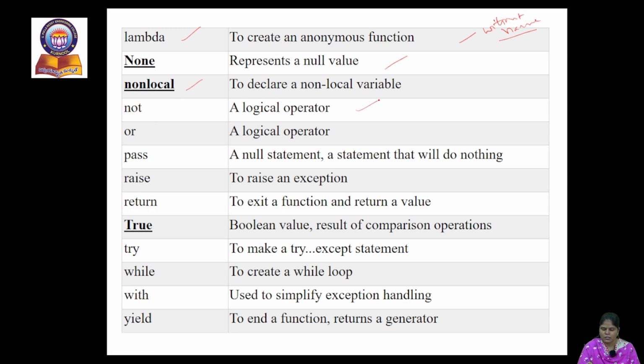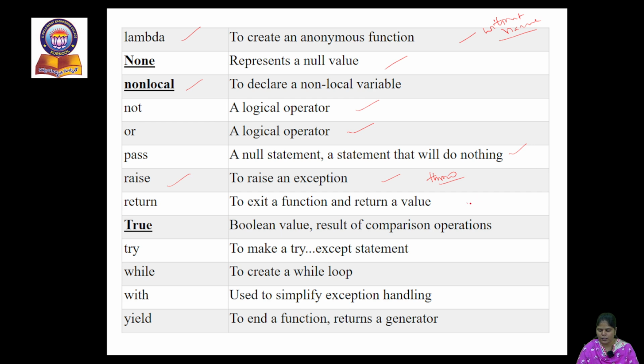Next, not, which is a logical operator, and or, which is another logical operator. Pass, which is not available in many other programming languages but is available in Python, is used to pass the execution to some other place within the program. It will reserve some space for your program in memory. Next, raise, which is like the throw keyword we have in Java. The same, we use raise here to raise an exception.